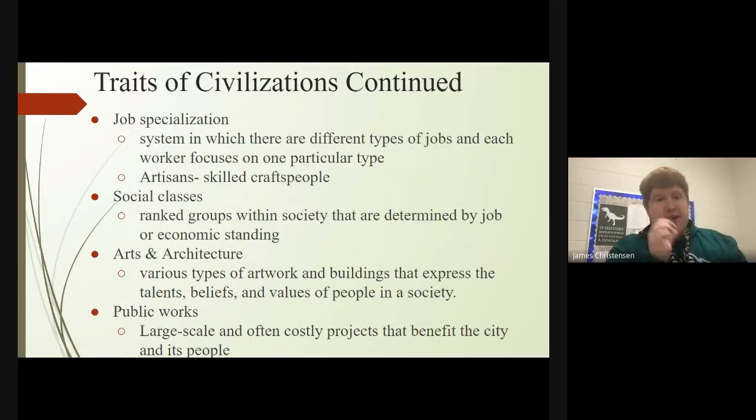All right, some more traits that we need to talk about. We have job specialization. This is a system in which there are different types of jobs, and each worker focuses on one particular type. So, like artisans or skilled craftspeople, it's not like you are going out and doing everything. You are doing one specific thing. You only have that one job.